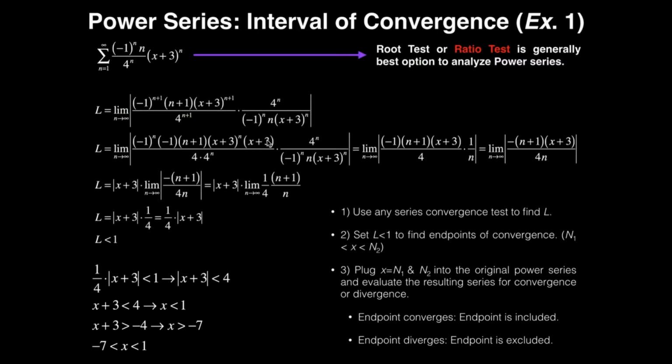Let's cancel a bunch of stuff. Well, notice the -1 to the n cancels because there's one in the numerator and denominator. 4 to the n will cancel. x plus 3 quantity to the n will cancel. And so pretty much what we're left with is the limit as n goes to infinity of -1 times the quantity n plus 1 times the quantity x plus 3 divided by 4. And then we would have technically a 1 over n. But let's go ahead and put the n over with the 4, so we can put just one big term here. So this is the limit as n goes to infinity of -(n plus 1) times (x plus 3) over 4n.